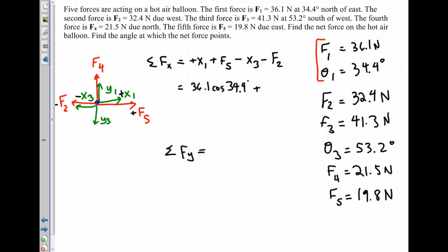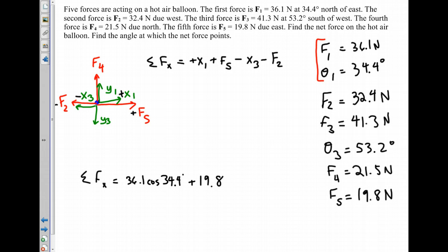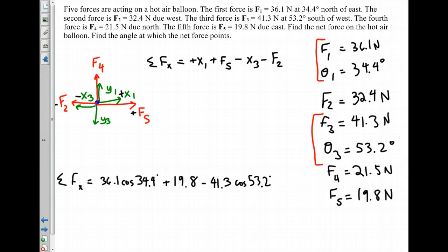Then I have F5, which I have to add, so here it is, I found it, 19.8. Good. Now, I'm going to run out of space. Now I have to subtract x3, that's another x component, right? And every x component is r cosine theta, provided that theta is the bottom angle of the right triangle. So I have another r cos theta, this time for x3. So I look over to my chart, and it's going to be, r is 41.3, cosine 53.2 degrees. Good, very, very good. And the last thing to do is subtract F2. Whoops, look out. Gotta subtract F2, which is 32.4. Good.